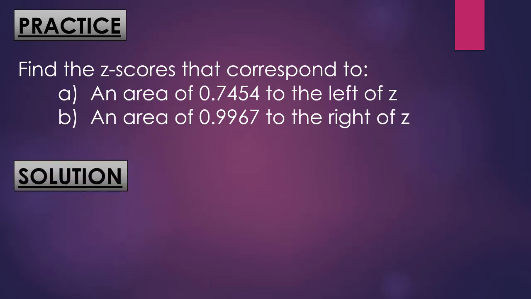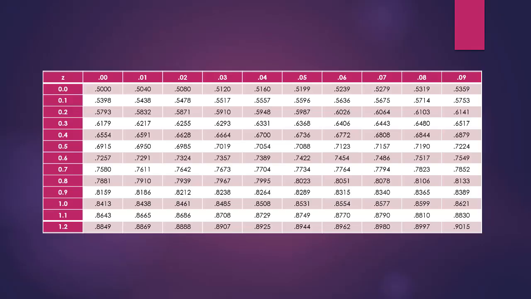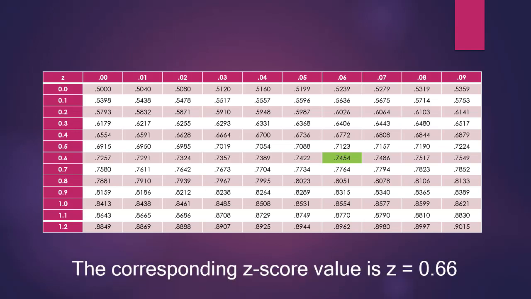Okay. So for the first one, because it's area to the left, we're just going to look up the 0.7454 on the table. So here's a cutout of the table. We look for the 0.7454. I see it. It's right there. And so we look to the left to see the first two digits of the z-score, 0.6, and right up above it, another 6. So my z-score is 0.66.